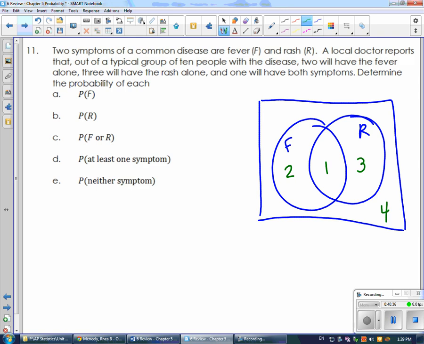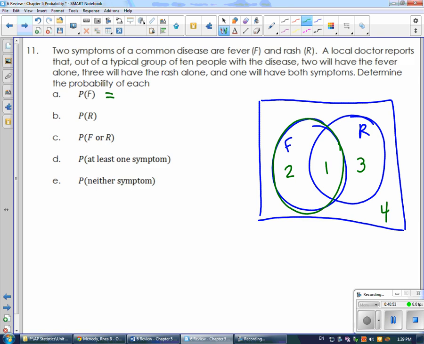So if I want to know the probability of the person having a fever, that's this whole circle. And if you would feel more comfortable just going ahead and changing everything to percents as you go, you can do that. Or you can look at the count and divide by 10 if that's easier.